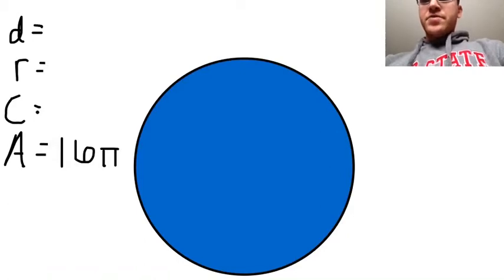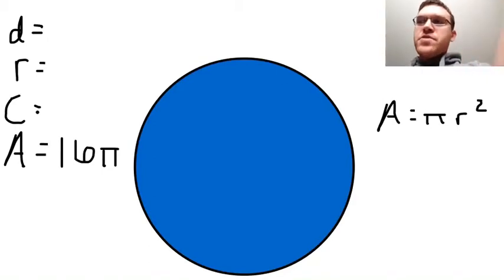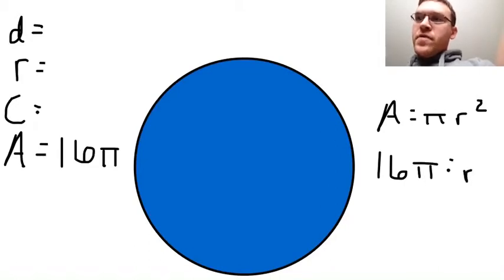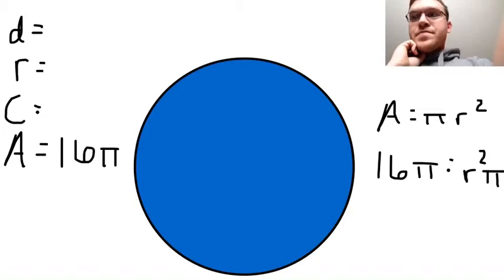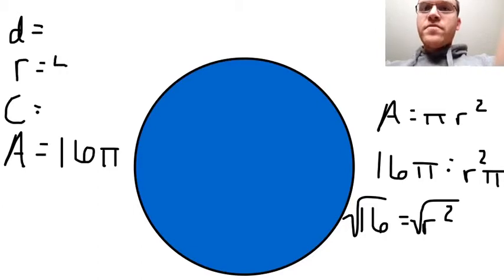So from that I can find everything else, right? So I know that area is equal to 16 pi. I also know that area is equal to pi times the radius squared, right? So if I set these two equal to each other, I have 16 pi is equal to radius squared times pi. And if you look at what we have, I know just by looking at this that 16 is going to be equal to the radius squared. So I know that the radius then is equal to the square root of 16. So I know the radius is 4.